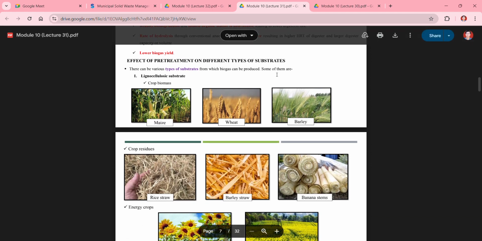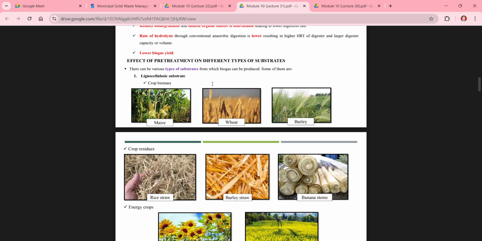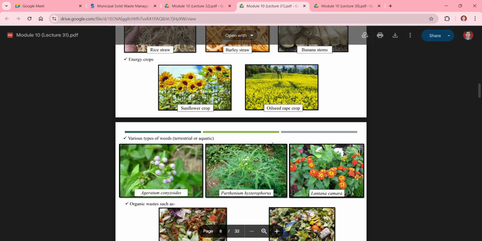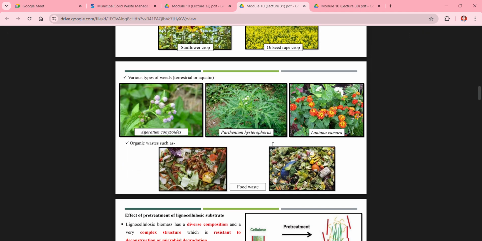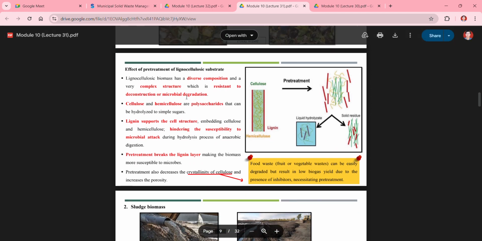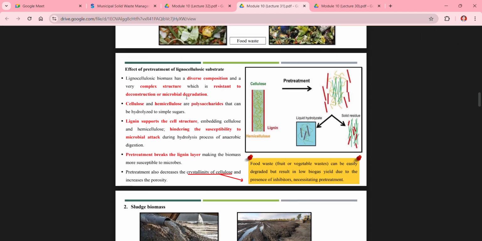So, the effect of pre-treatment on different types of substrate. There can be various types of substrate from which biogas can be produced. Some of them can be lignocellulosic biomasses, which include crop biomass or crop residue or energy crops, or various types of weeds or organic waste. Then, the effect of pre-treatment on lignocellulosic substrate.